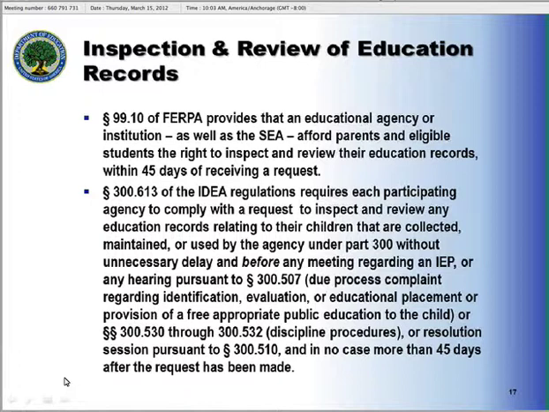While many LEAs may be able to provide the parents with a copy of the records, they are not required to do so unless failure to provide the copy would effectively prevent the parents from exercising their right to inspect and review the record. A parent's access rights also include the right to a response from the participating agency to reasonable requests for explanations and interpretations of the records, and the right to have a representative of the parent inspect and review the records.